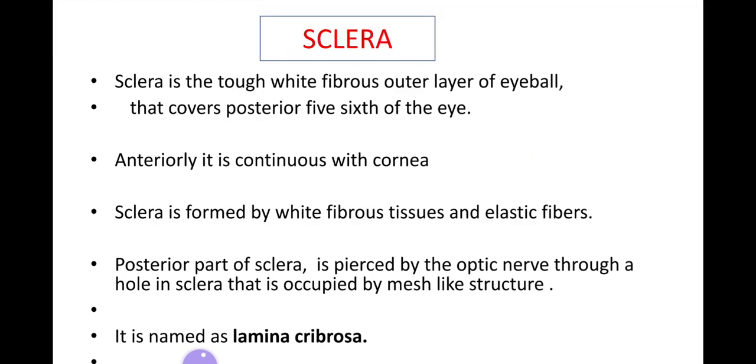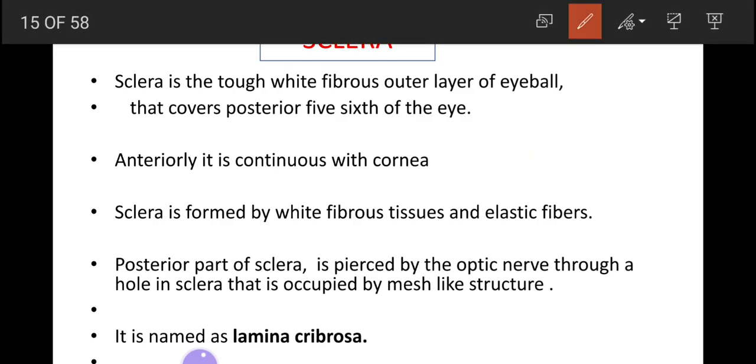What is the function of the sclera? It is a tough, white, fibrous outer layer of the eyeball that covers the posterior five-sixths of the eye. Anteriorly it is continuous with the cornea. Sclera is formed by white fibrous tissue and elastic fibers. Posterior part of the sclera is pierced by the optic nerve through a hole in the sclera that is occupied by a mesh-like structure. It is named the lamina cribrosa.